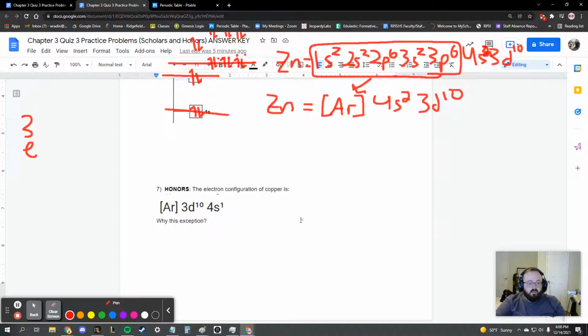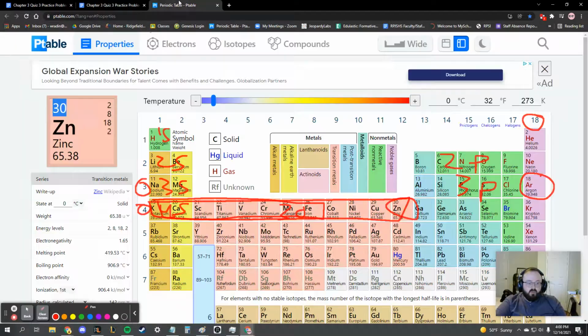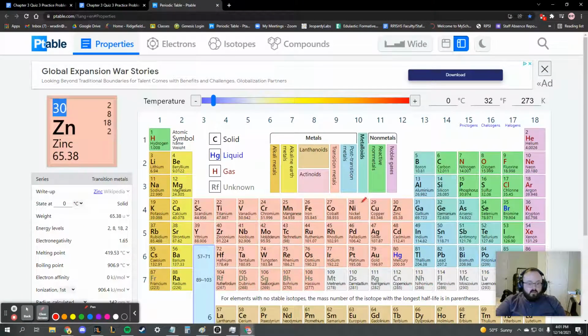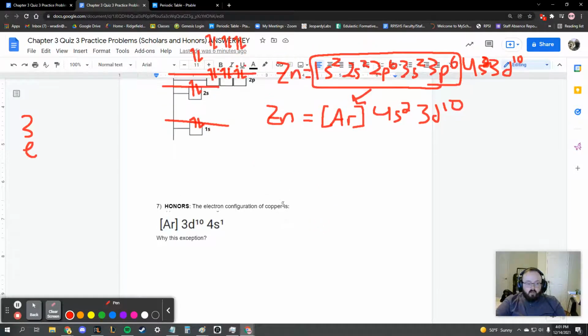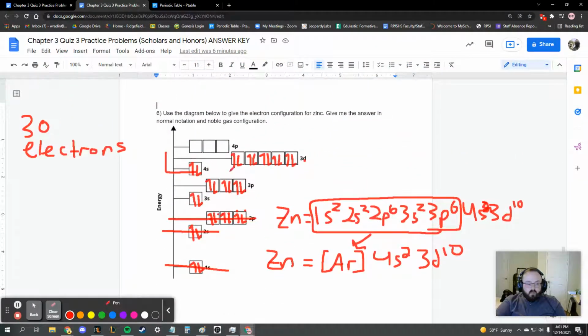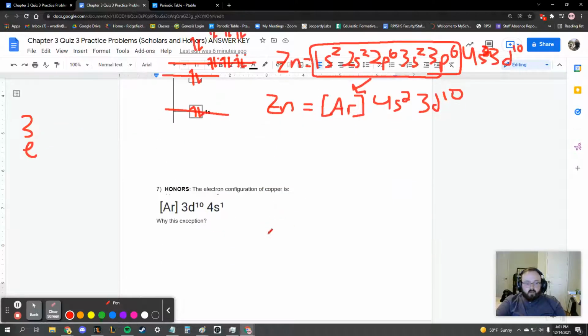Last but not least, we have honors. The electron configuration of copper is Ar 3d10 4s1. So if we actually go back to here, copper is right here. It's actually right next to zinc, so it's got one less electron. And I'm just going to show these two shells here.